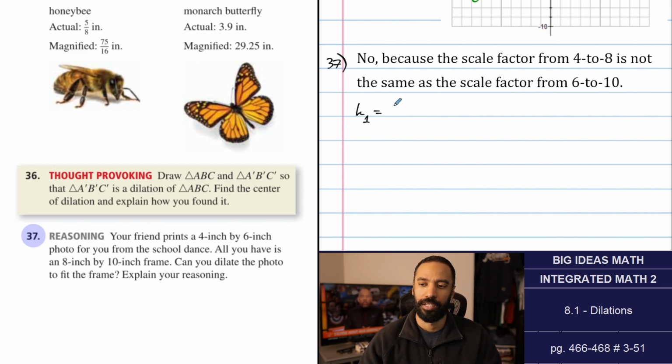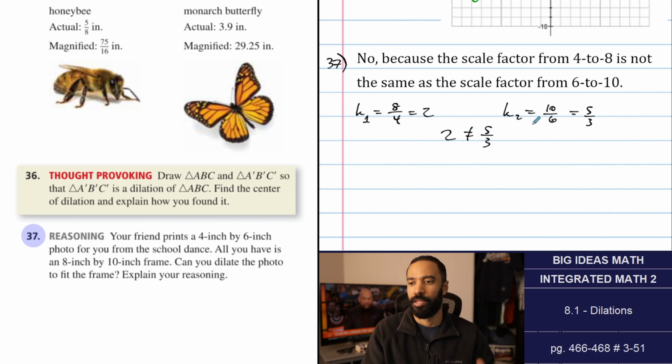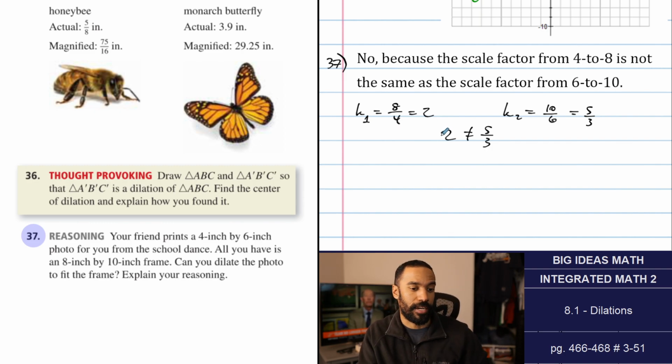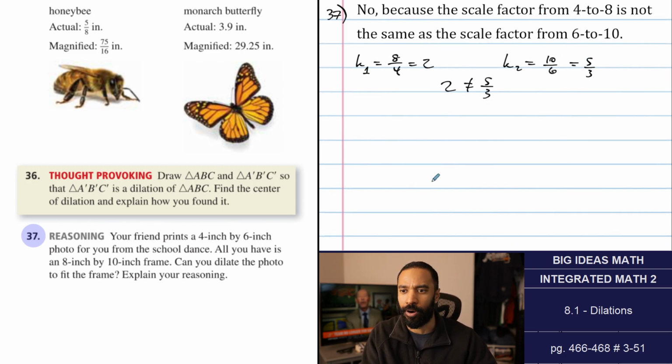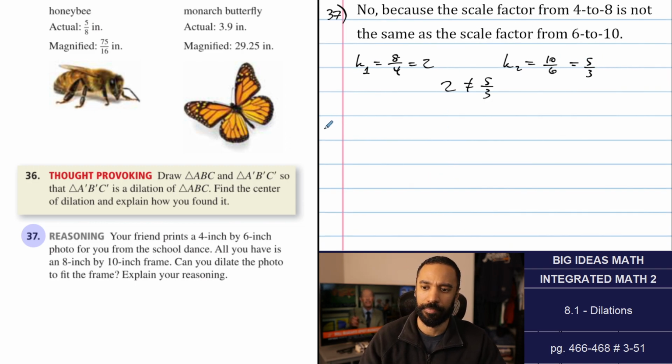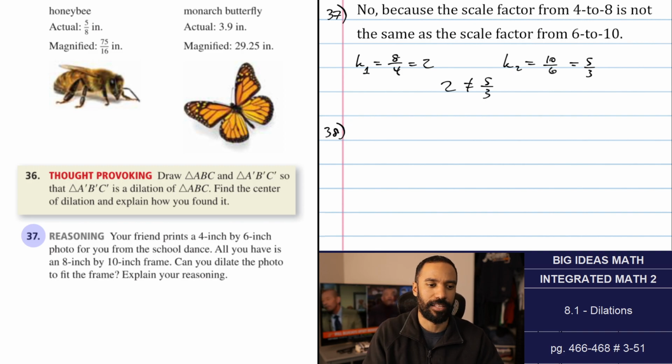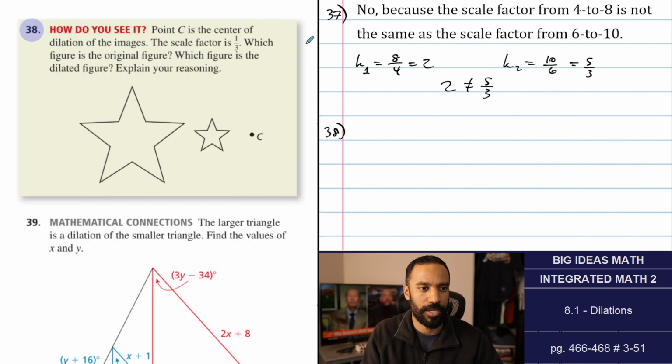K1, it's not a true scale factor, is 2, and K2 is 5/3. 2 does not equal 5/3. Not the same. Now, I could fit it within. I could just not use all 8 inches. I could go 5/3 bigger than 4 and kind of work it out, but that's not what it was asking. It could ask a question like that later, but we'll see.